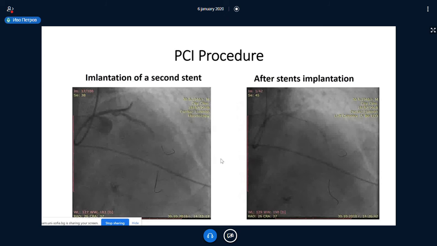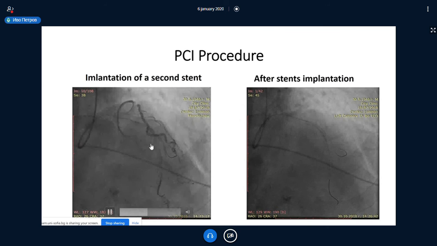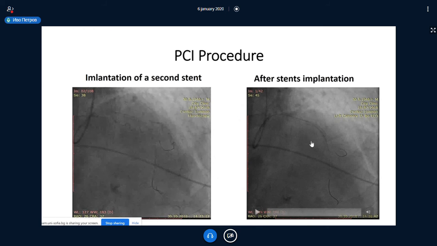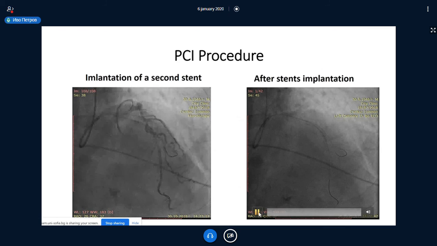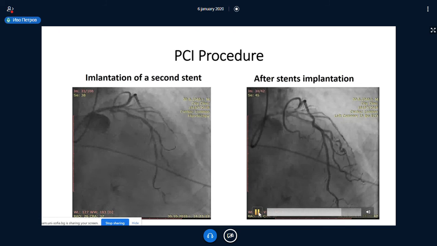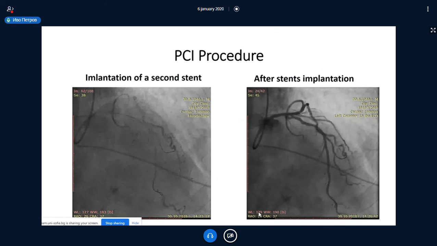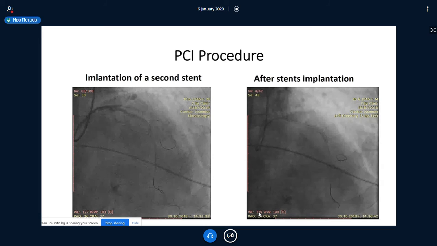You see here the restoration of the flow and the restoration of the lumen of the vessel after the implantation of a stent. So these were the steps.